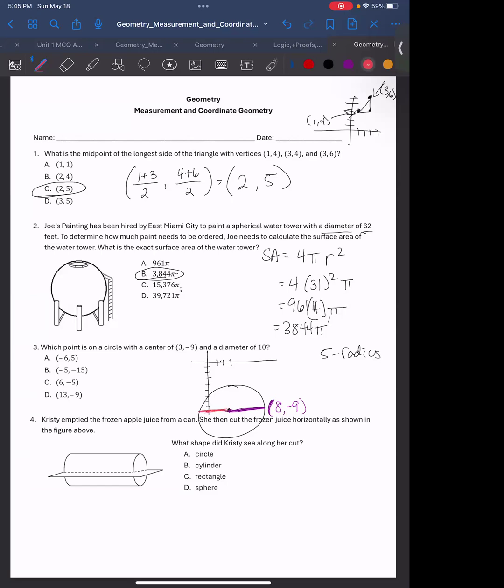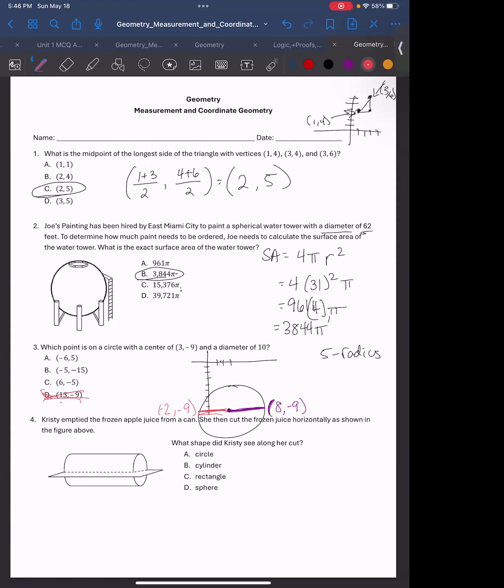Now I'm going to do the same thing, but in the opposite direction, so I'm going to be subtracting. At -9, my Y would again stay the same. So what is 3 minus 5? Negative 2. So those are my 2 points. I would have -9 as the option. So far, so good? Now, I only have one option here with a -9. Does 13 match either of those? No. So it is not D.